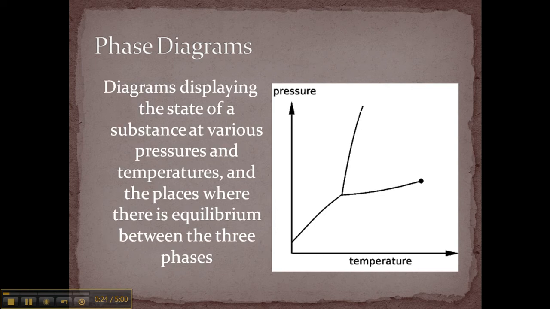The definition of a phase diagram is a diagram displaying the state of a substance at various pressures and temperatures and the places where there is equilibrium between the three phases. Basically, it will tell you which phase, solid, liquid, or gas, a substance is in at a certain pressure and temperature. In the top left, we have the solid state. In the top right, we have the liquid state. And in the bottom is the gaseous state.